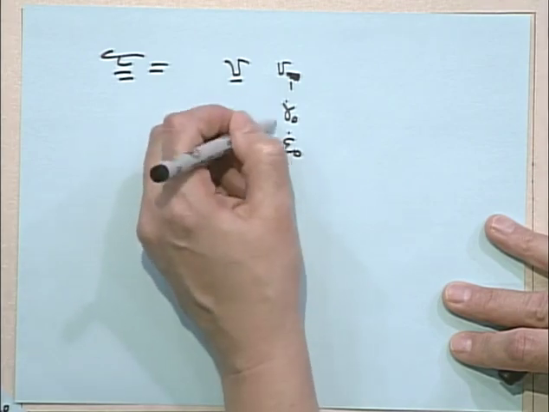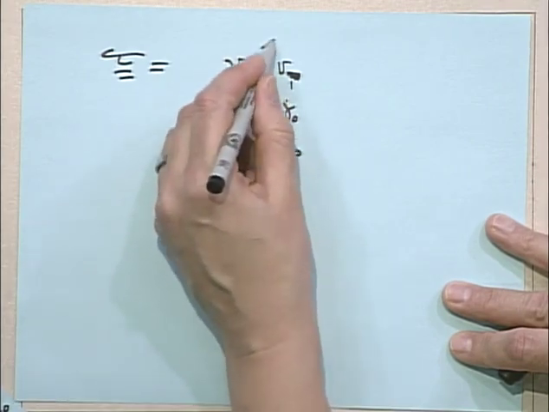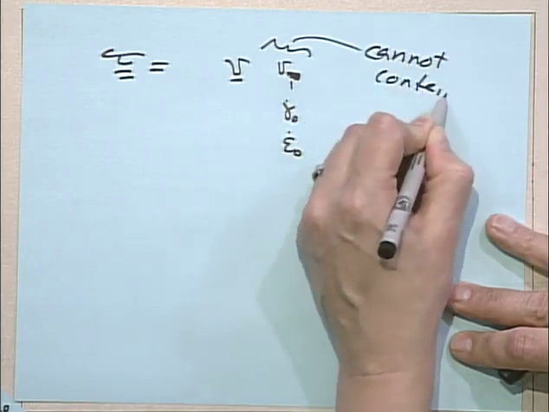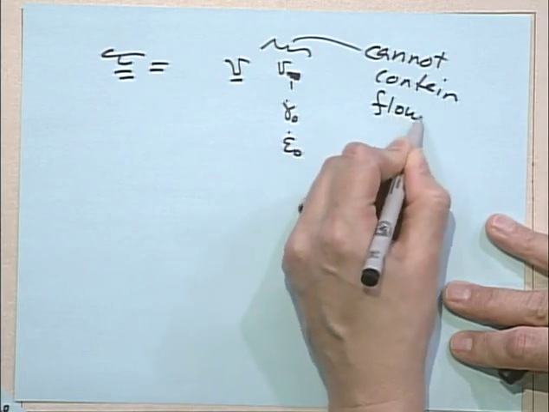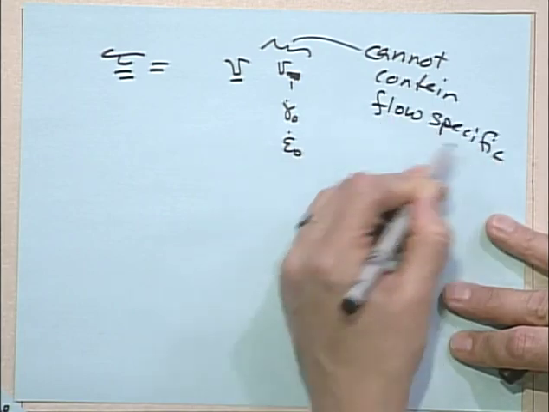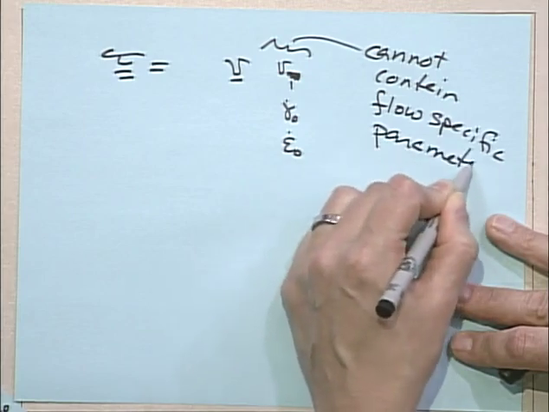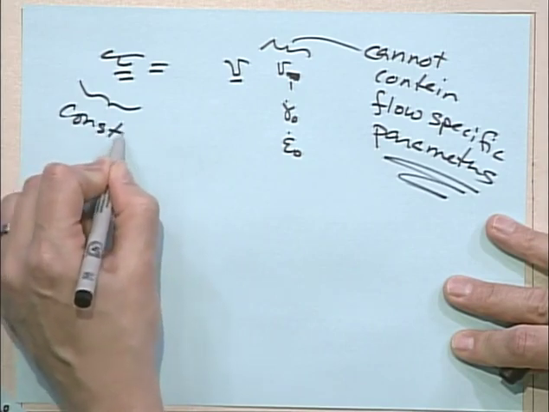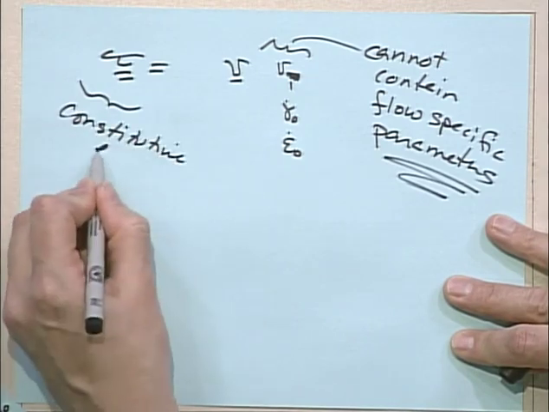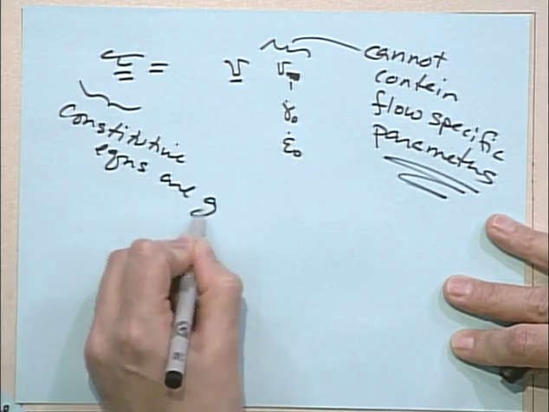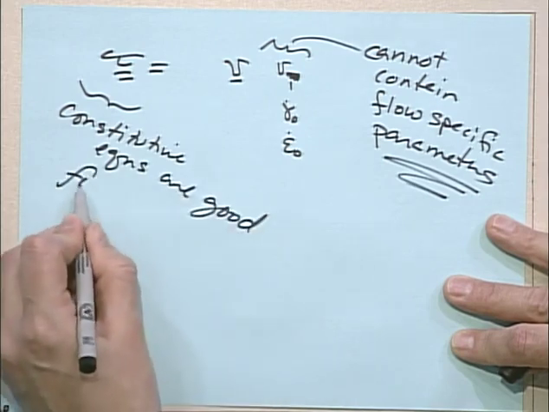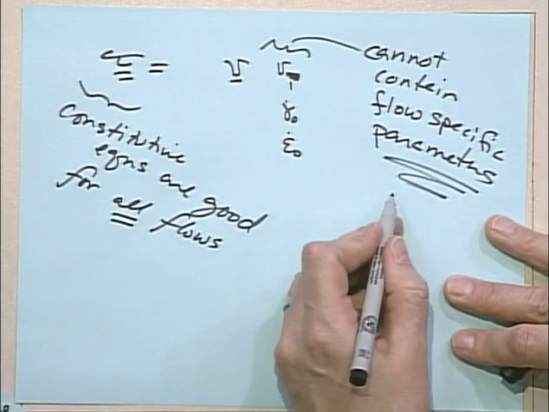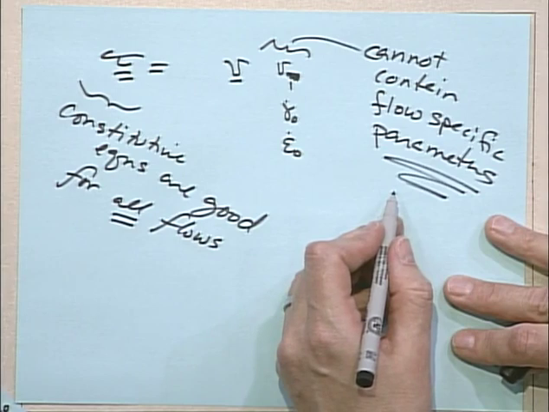It can have parameters in it, but it cannot contain flow-specific parameters. It just doesn't make sense. This is good. Constitutive equations are good for all flows. And so they cannot contain parameters that are specific to one flow.